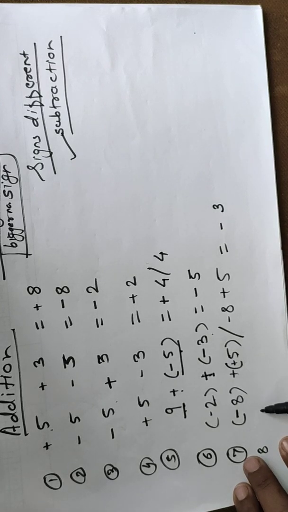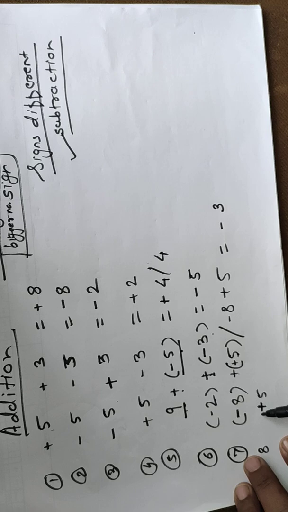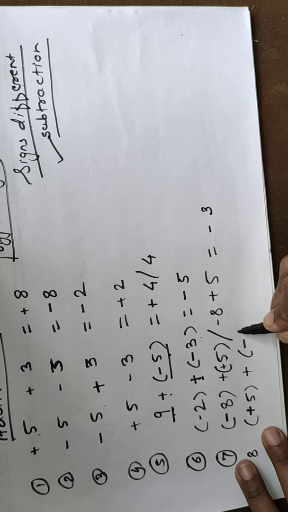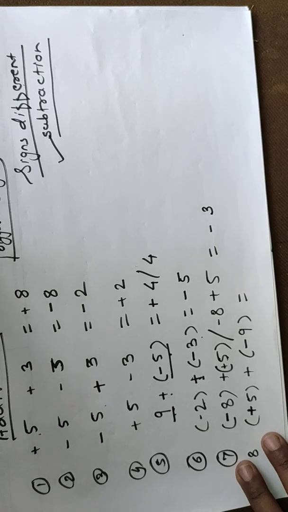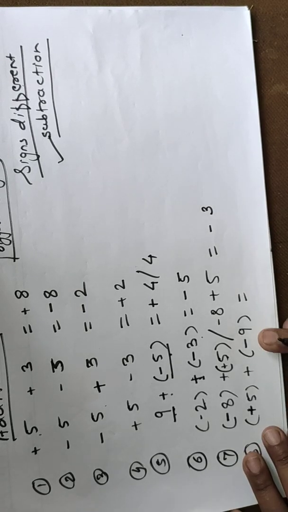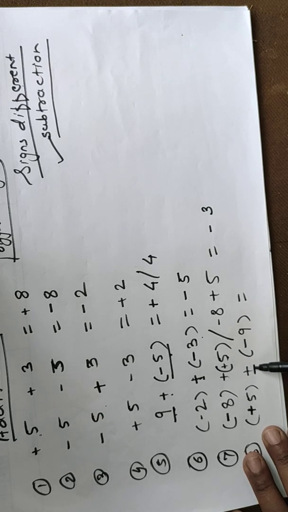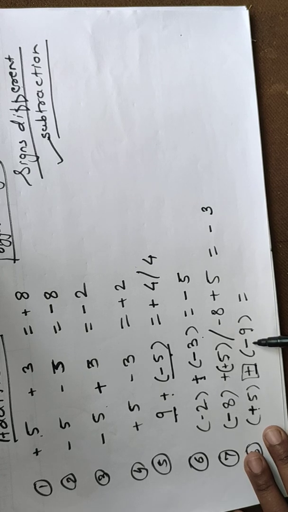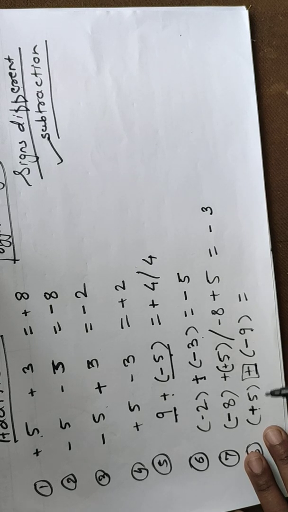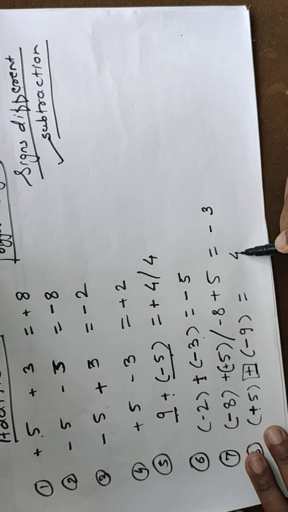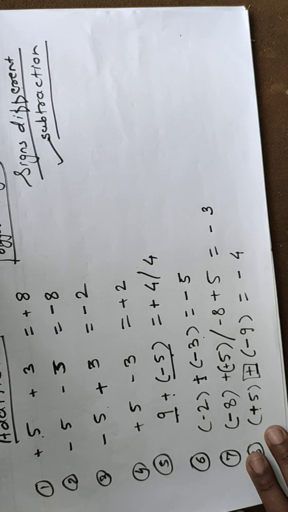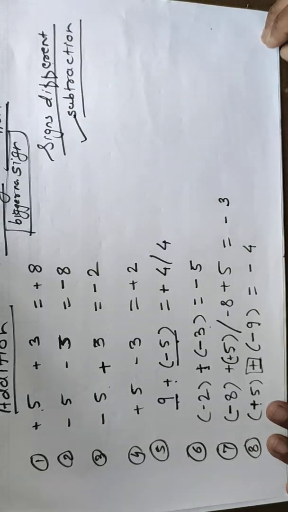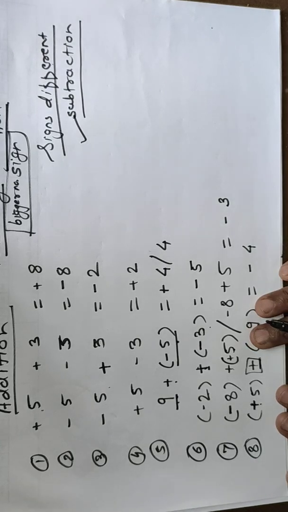Suppose plus 5 plus into bracket minus 9 is equals to. In this example, this plus is the sign of the operation which we have to do. Now the sign of 5 is plus and the sign of 9 is minus. So bigger number minus smaller number: 9 minus 5 is equals to 4. And the sign we have to give is negative, because the bigger number is negative. Okay, so in this way we have to do the addition of integers.